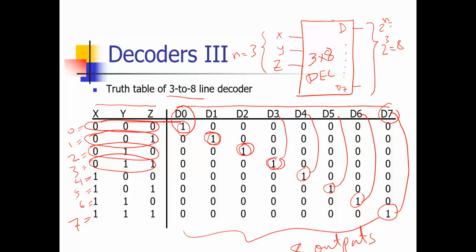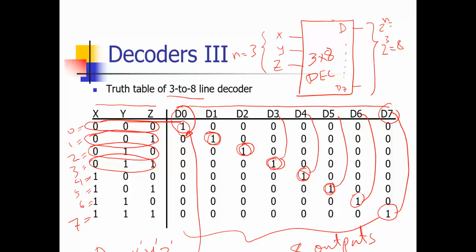We don't need a K map for that because, for example, you can see that D0 is active when the X prime, Y prime, Z prime condition occurs. This is when it is activated: 0, 0, 0. If x is 0, then it is x prime, and y is y prime, and z is z prime. This becomes a 1, and then it activates this output. So it's just one condition here.